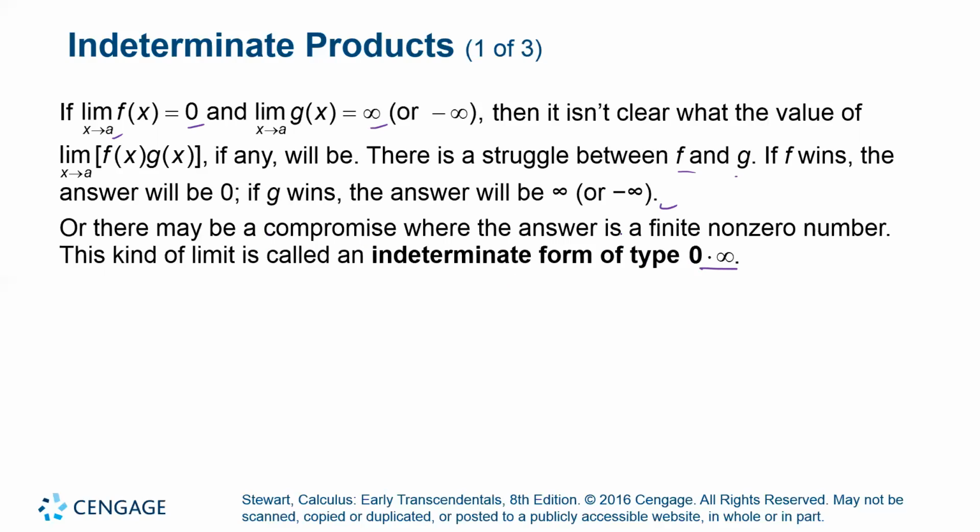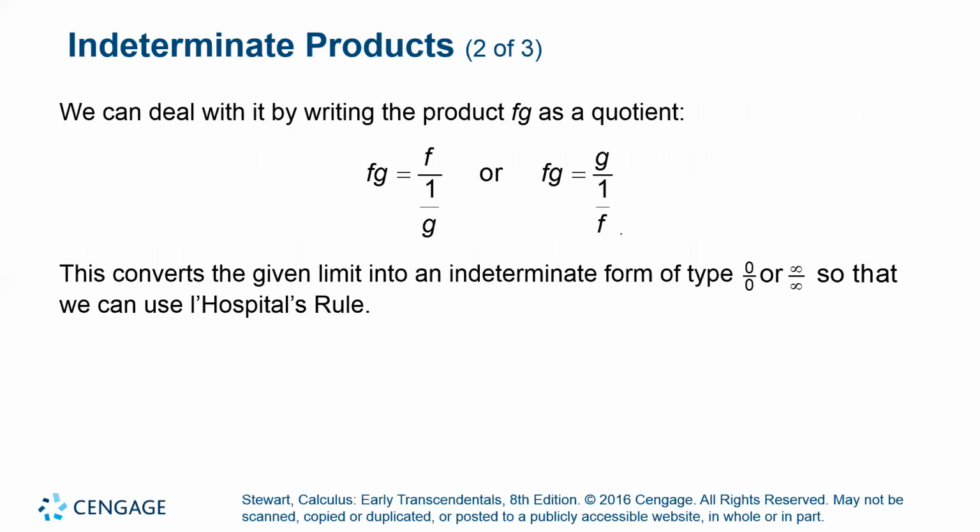Now, how do we handle this? We write it as a quotient. We write the product as a quotient. So if I have f times g, I can express it as f divided by 1 over g, or if I have the same thing, I can have g over 1 over f.